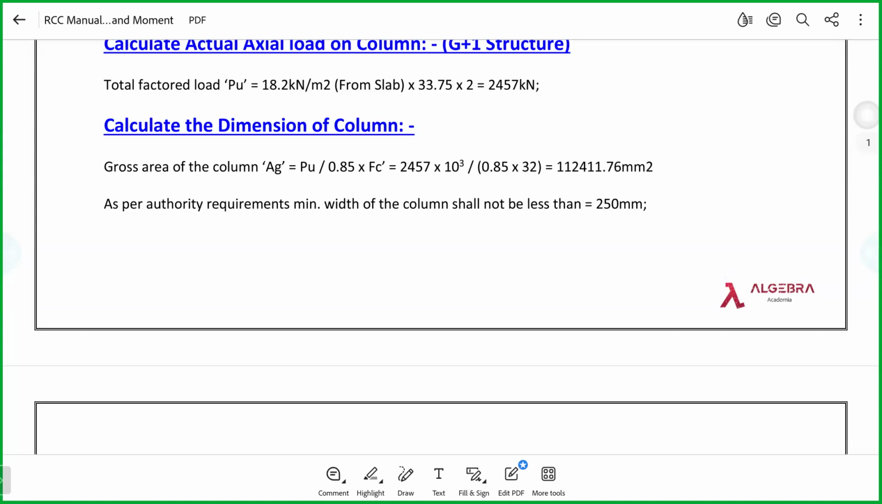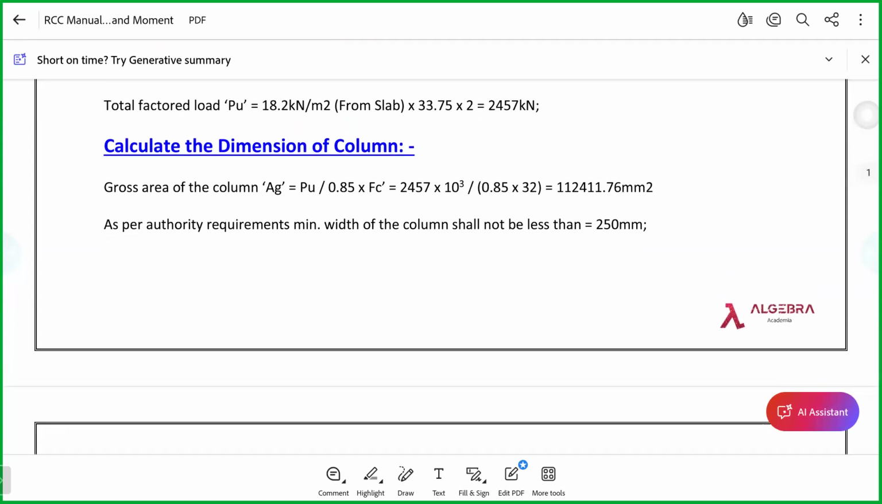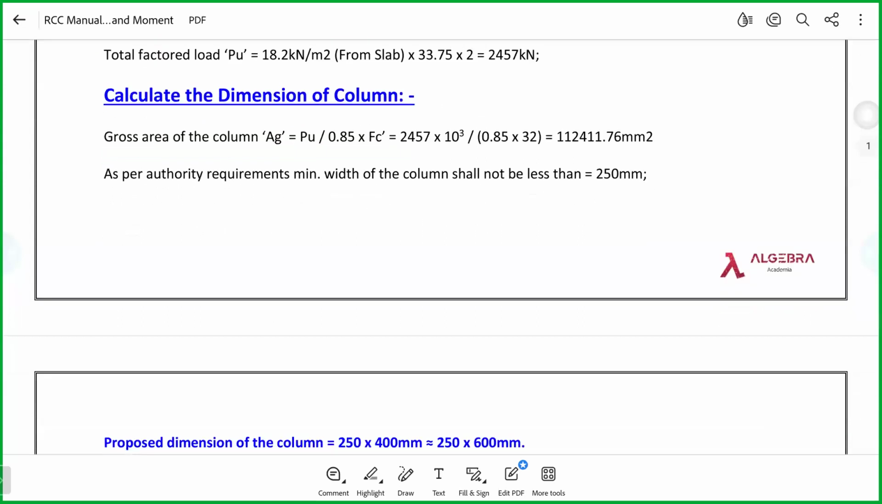Okay, coming back to here: calculating the dimension of the columns, the gross area of the column. Now I'm going to calculate the column dimension with respect to the actual force on the columns, which is the applied load on the columns. The three terminologies are the same.